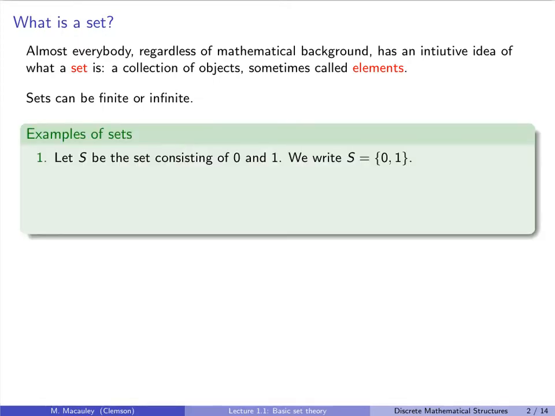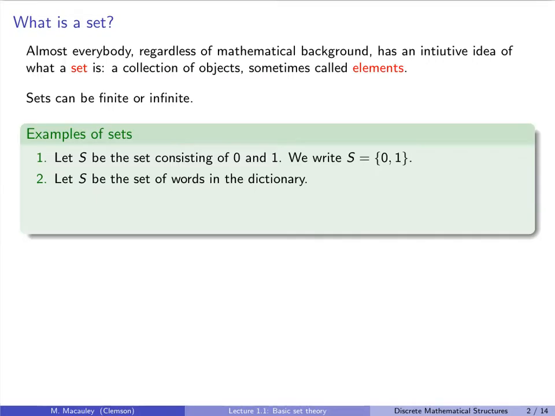For some examples, let's let S be the set consisting of 0 and 1. We'll write this using this notation. S equals, these two curly braces mean that the things that we put inside are the elements of the set, 0 and 1.